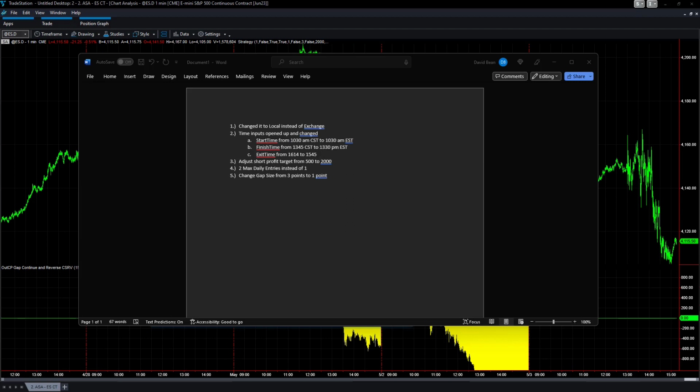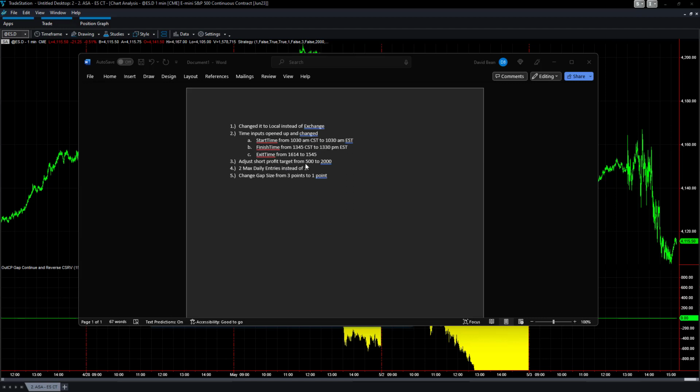So basically there's a 3 hour window in the middle of the day, from 10:30 a.m. to 13:30, that really does best for this strategy, and we were an hour off. The finish time is changed from 13:45 Central Standard Time, which was 14:45 Eastern Time, and it's adjusted to 13:30. So a 3 hour window. We're exiting 15 minutes before the cash close instead of 14 minutes after.